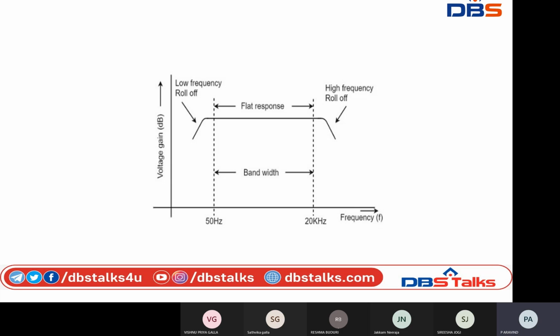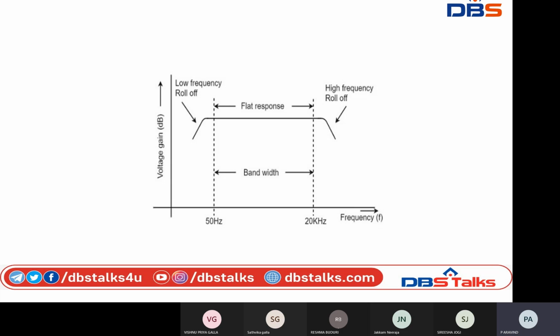And also, the capacitive reactance, that is XC, is equal to 1 by 2 pi FC. That is nothing but the capacitive reactance being inversely proportional to the frequency. And from that graph, see the frequency roll-offs are nothing but decreases of gain with frequency.